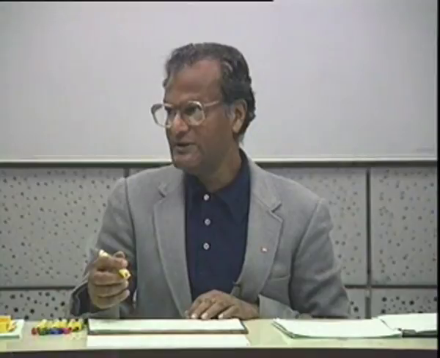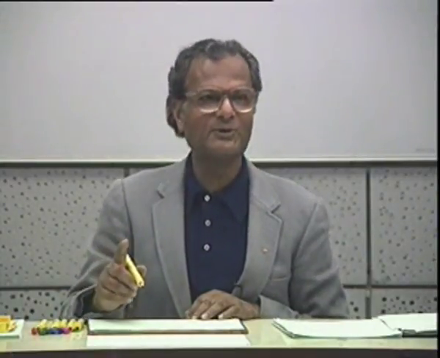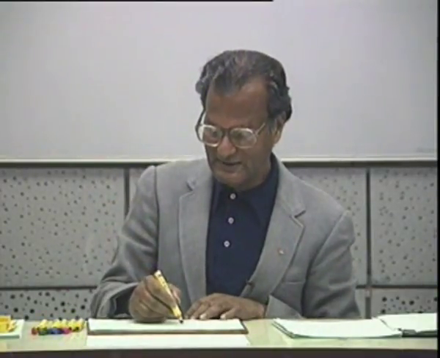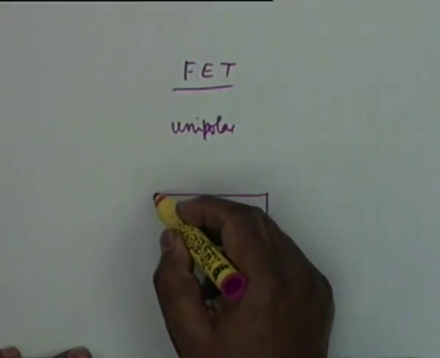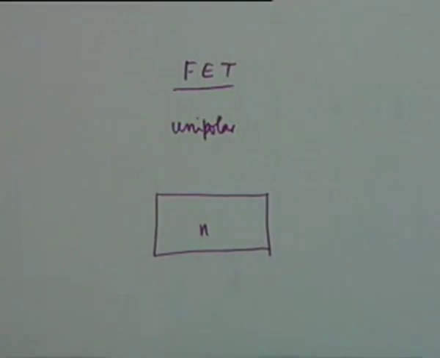On the other hand, in an FET, the carriers of current are either electrons or holes, not both. The basic phenomenon that occurs in an FET is, suppose you have an N-type material. A very simple way of representing an FET.